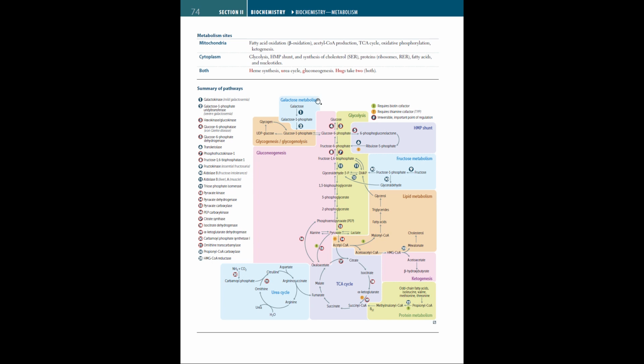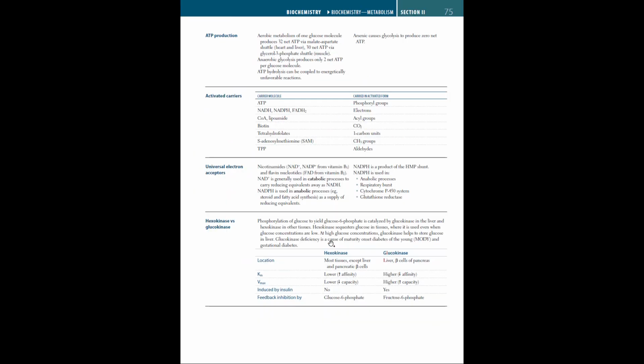And here we have the summary of pathways from galactose metabolism, gluconeogenesis, glycogenesis or glycogenolysis, HMP shunt, fructose metabolism, lipid metabolism, ketogenesis, protein metabolism, TCA cycle, and the urea cycle. So this is the summary of all the pathways, which is important for your exam. All right, moving on. Now here we have how ATP is produced. Now, ATP production is the aerobic metabolism of one glucose molecule that produces 32 net ATP via malate-aspartate shuttle.